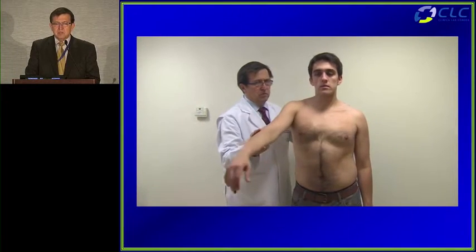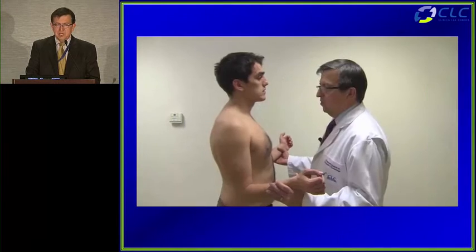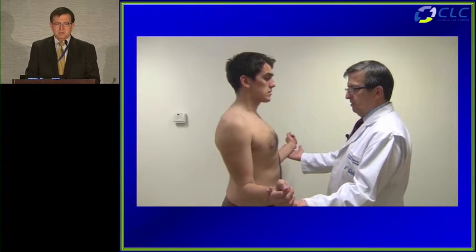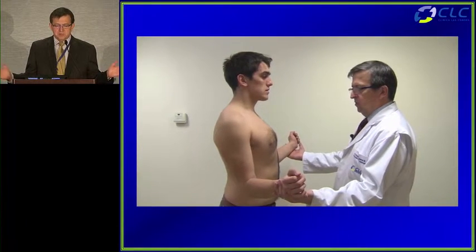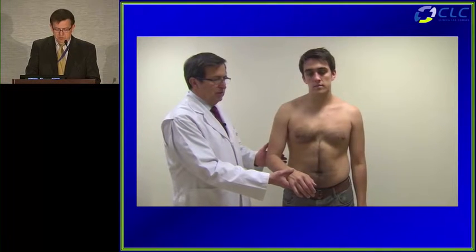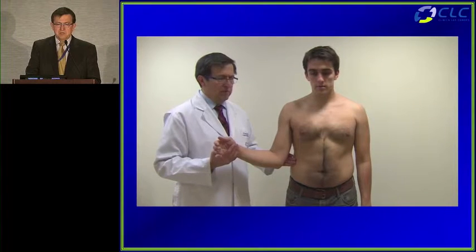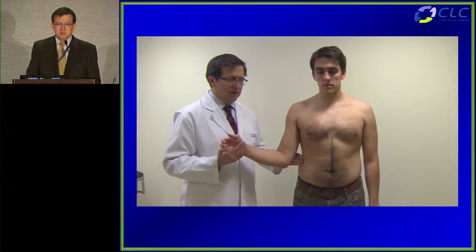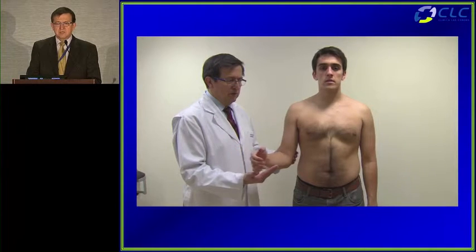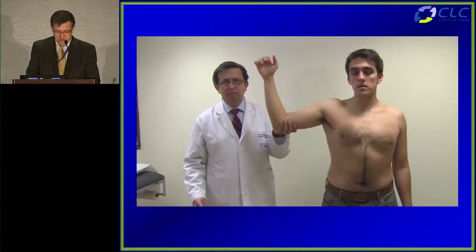Then we continue with the test for the infraspinatus strength, the arms at the side. We ask the patient to do an external rotation against resistance. Then we do the external rotation lag, the arm with slight abduction. We ask the patient to maintain the arm in external rotation when there is a lag. This test is positive. It's a supraspinatus and infraspinatus test.